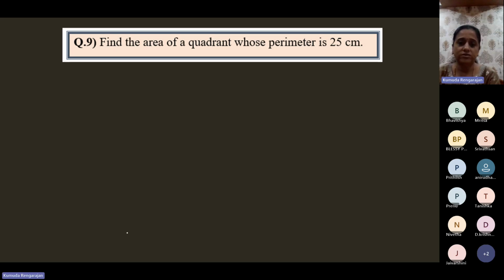Find the area of a quadrant whose perimeter is 25 centimeters. Try this.